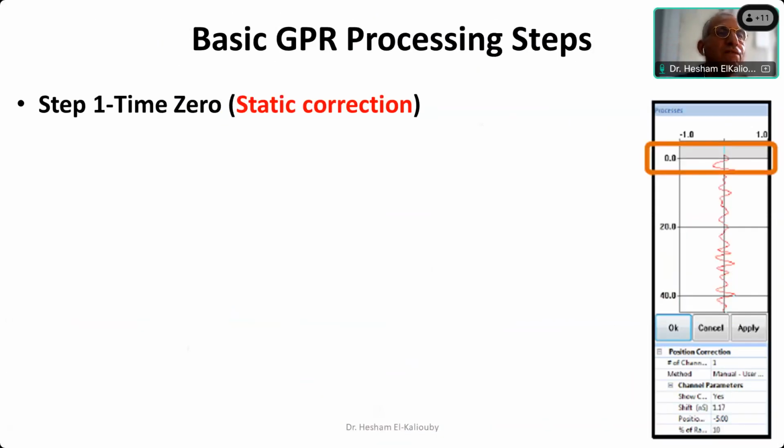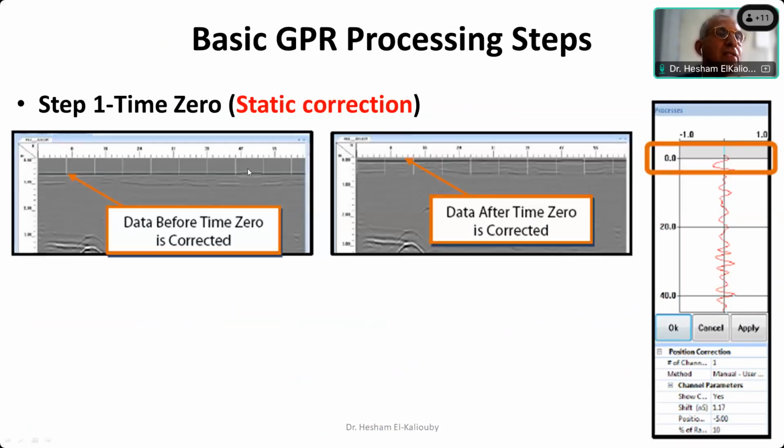Just a few GPR processing steps. One is static correction, where you move this zero. Before recording the GPR, there is a time that has no signal. Then you just move this time zero up to its actual location. It's called static correction. This is very easy to do in any software.